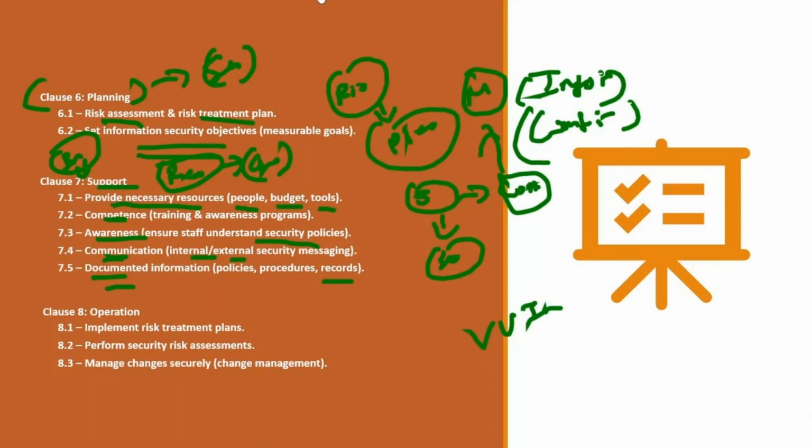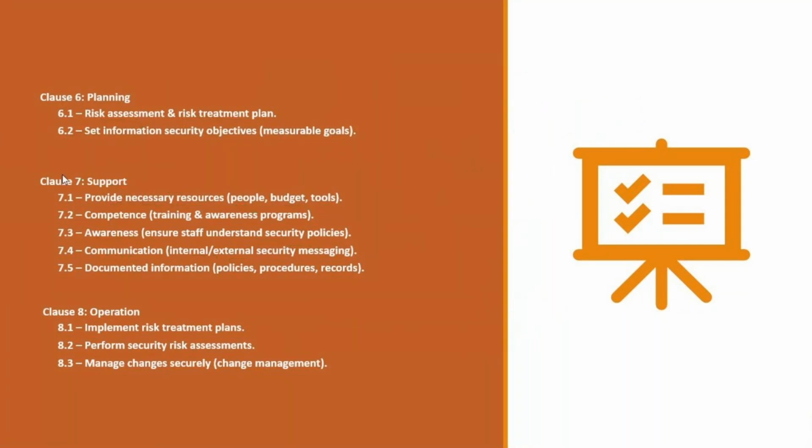Okay, now I have prepared a plan, I have the resources. Now it's time to do that risk assessment. So this is my P part, this is my D part, the PDCA cycle. We are following the PDCA cycle. We have made a plan for the risk assessment. Now it's time to do that risk assessment. That is what your clause number 8 has been saying, operation.